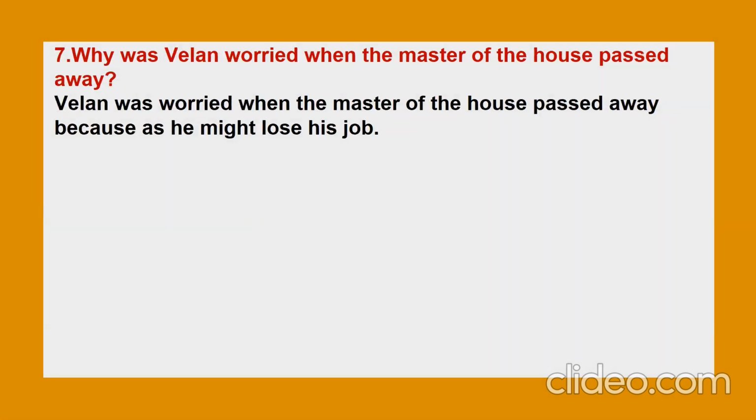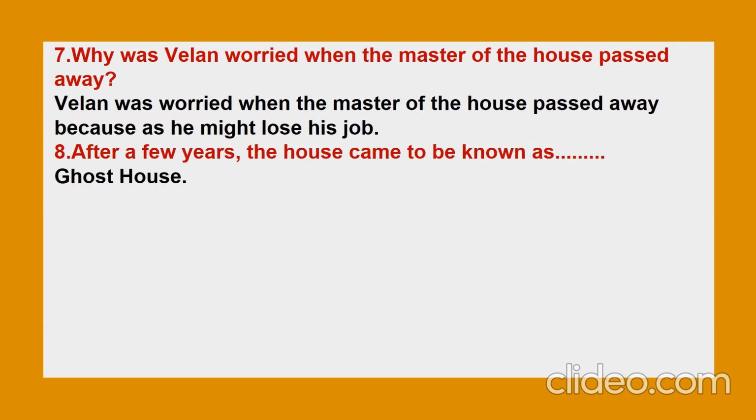Why was Velen worried when the master of the house passed away? Velen was worried because he might lose his job. He was afraid that he might lose a job. After a few years, the house came to be known as Ghost House.